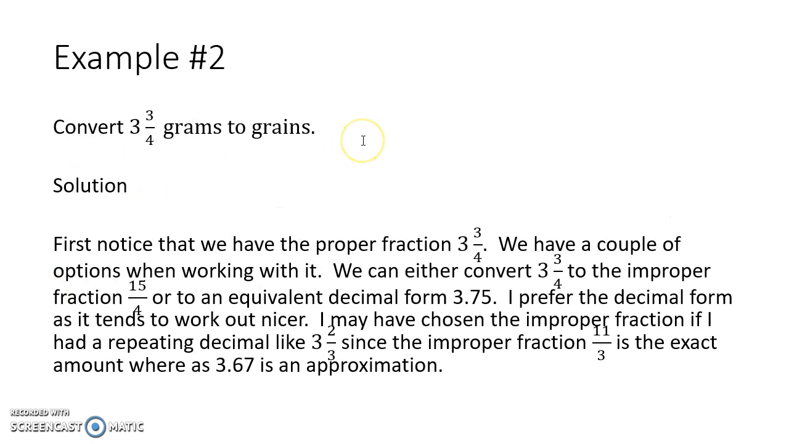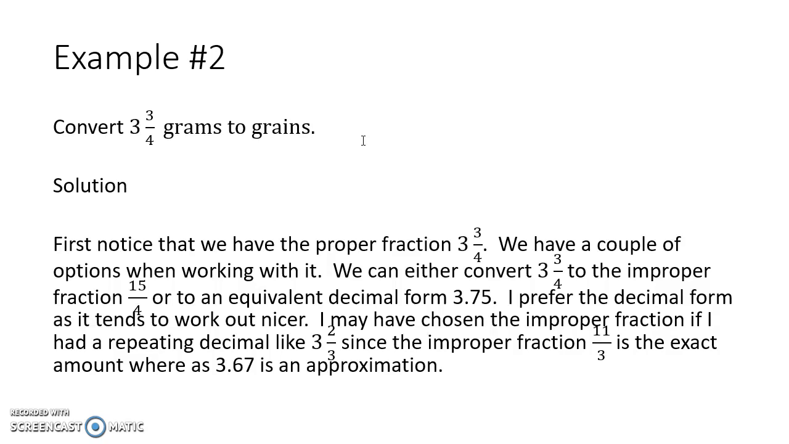All right, so let's look at the next example. This time we're going to do 3 3/4 grams to grains. First of all, notice that we have a mixed number here, the 3 3/4, which is a little cumbersome to work with in that form. So we have a couple of different options. We can either turn that into an improper fraction by multiplying the 3 by the denominator of 4, adding 3 to that, and then putting that all over the 4, which comes out to 15/4. 3 times 4 is 12, plus 3 is 15 over 4.